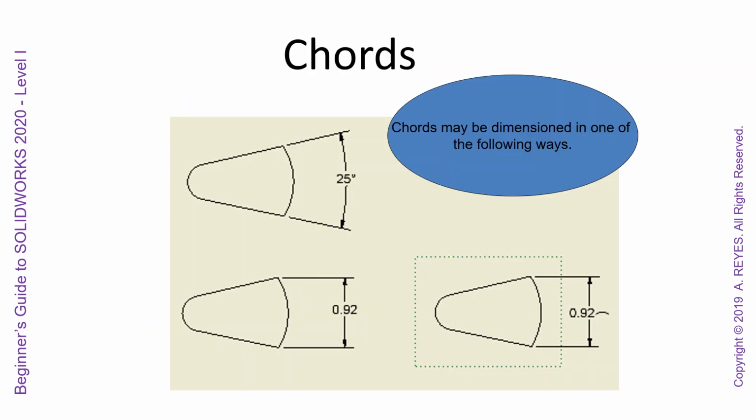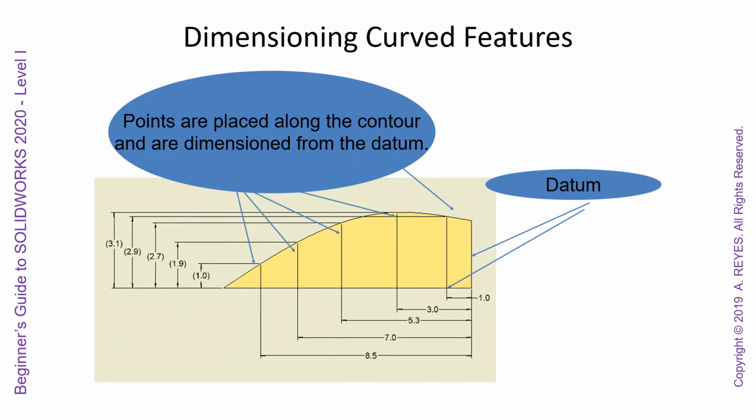Chords may be dimensioned in one of the following ways. So you can either show the angle or the distance. Dimensioning curved features: points are placed along the contour and are dimensioned from the datum, and you can see they're showing the distance from the datum as well as reference dimensions for the height.